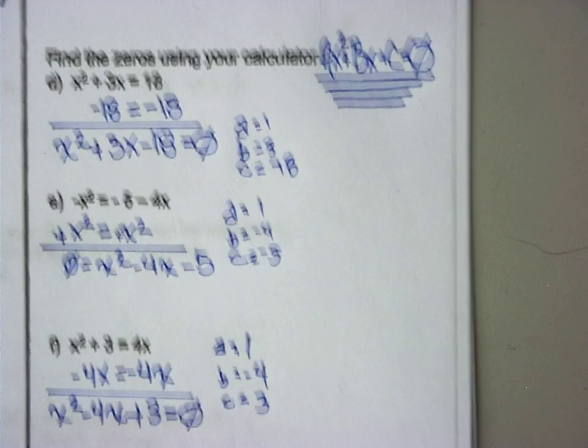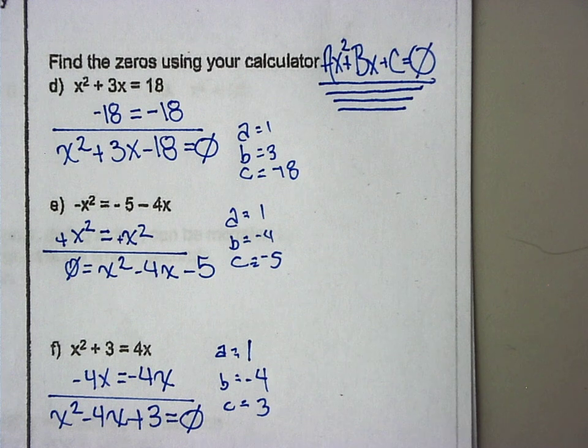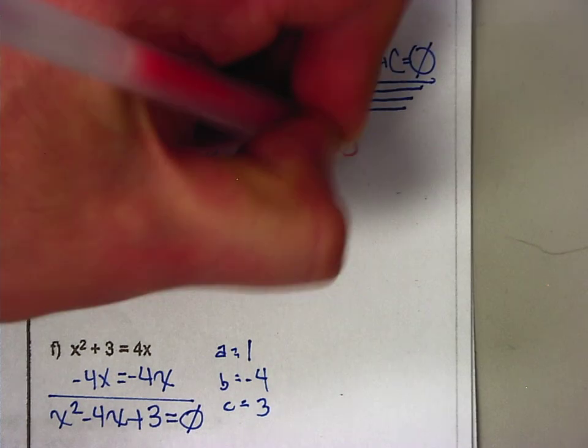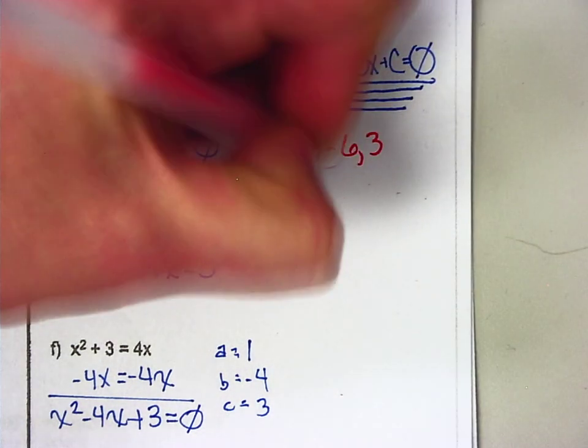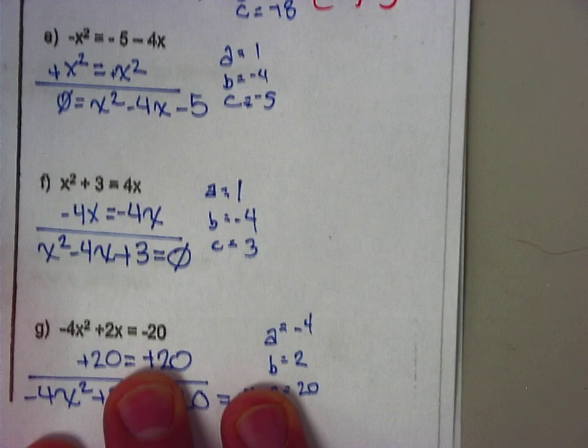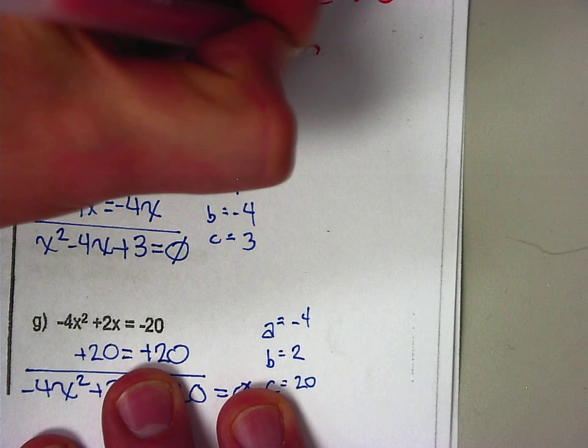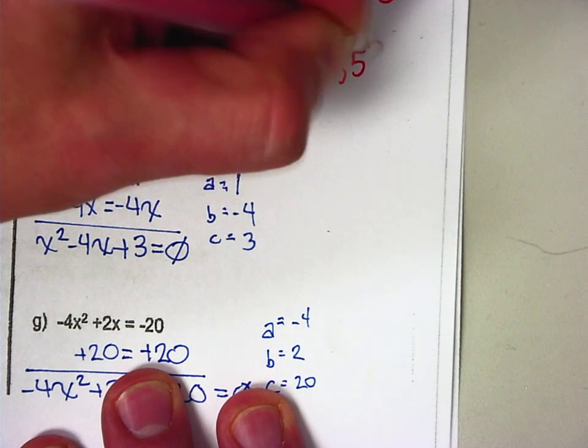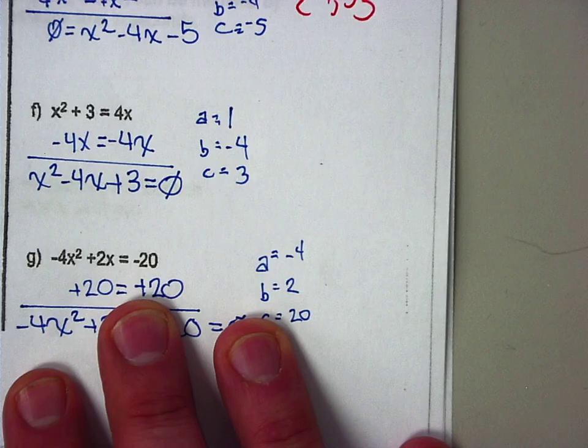So if you paused it or not, here we go. For D, the solutions are negative 6 and 3. Those are the two solutions you should have gotten. For the next one, for E, you should have gotten negative 1 and 5, excuse me, because they're not coordinates.